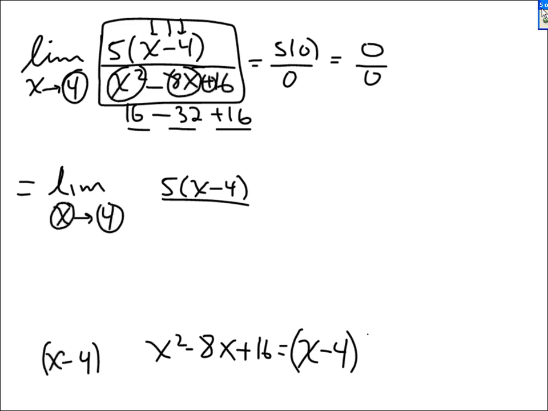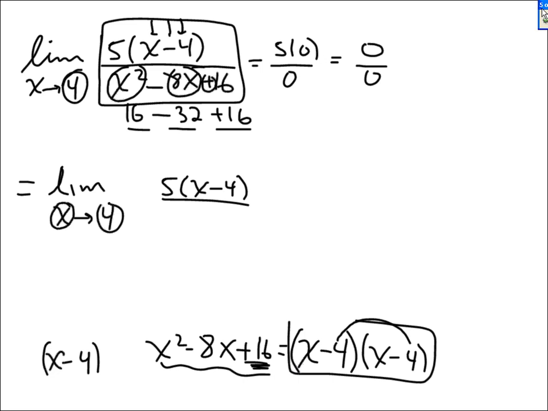Well, what should the other factor be? Well, negative 4 times what gives you positive 16? The answer is negative 4. And if you FOIL this out, you'll get x squared minus 8x plus 16. In fact, it's a perfect square in this case, because there's an unlisted 1 in front of the x squared, and half of the negative 8 is negative 4. That squared, 16, is what's being added on. Okay, so we can factor the bottom.